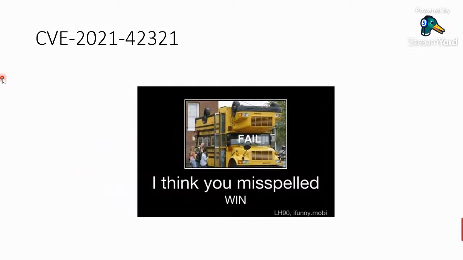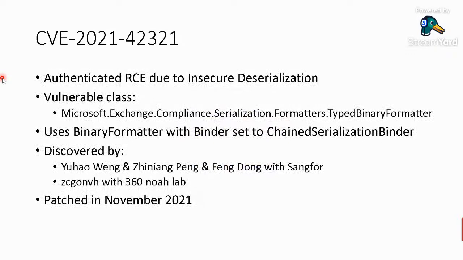So yeah, first one is CVE-2021-42321. Doesn't have, I think, a fancy name to it, but this one was patched in November '21. And as I referenced, it's using the binary formatter. And like the first example we saw, it also uses a serialization binder, which checks every type that's encountered in the process. This is just the name of their binder. And yeah, discovered by a bunch of people.